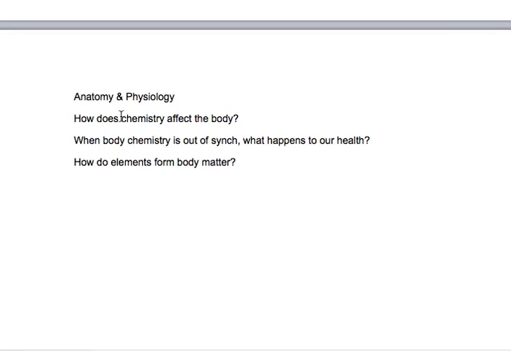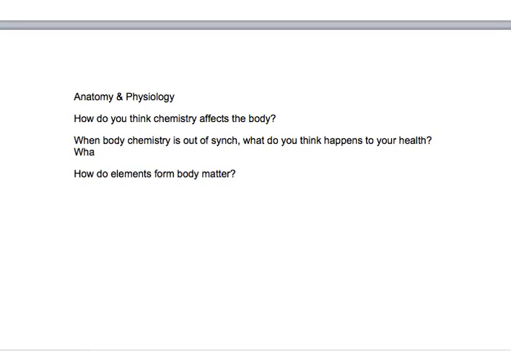However, if we were to really emphasize that the student is to think about these things and consider what they already know, it might be best to rewrite it to say something like this. How do you think chemistry affects the body? Another question. When body chemistry is out of sync, what happens to our health? We could ask, when body chemistry is out of sync, what do you think happens to your health?